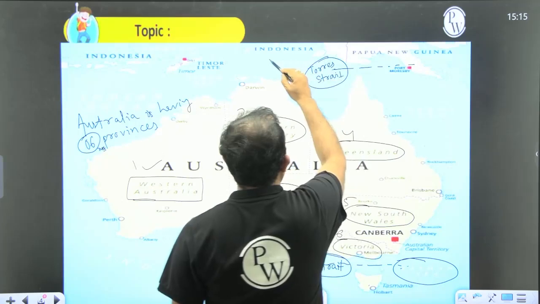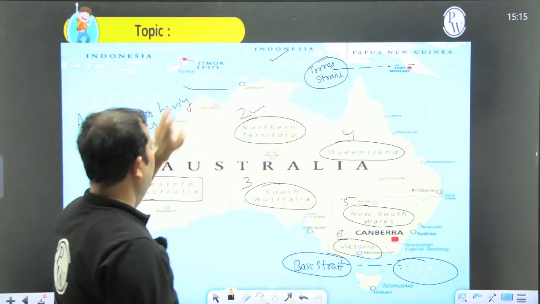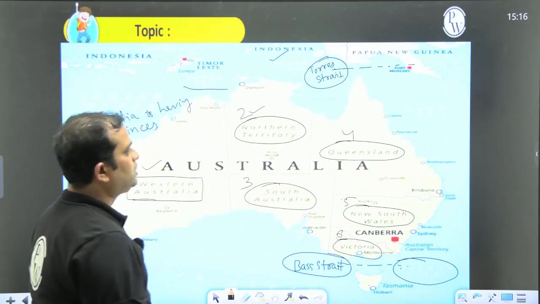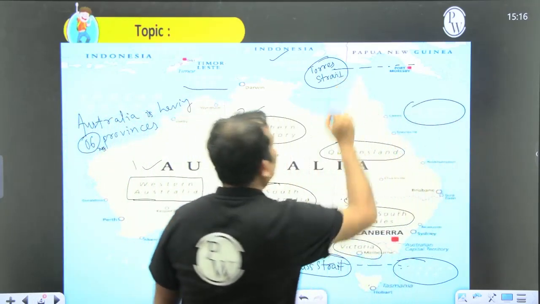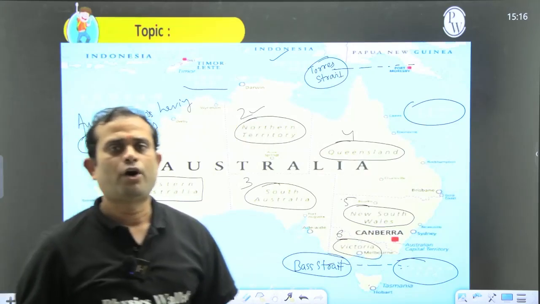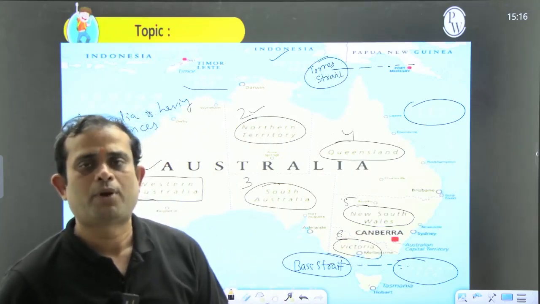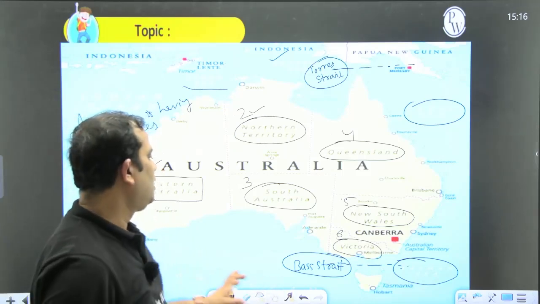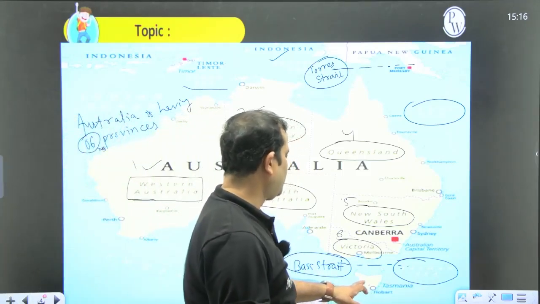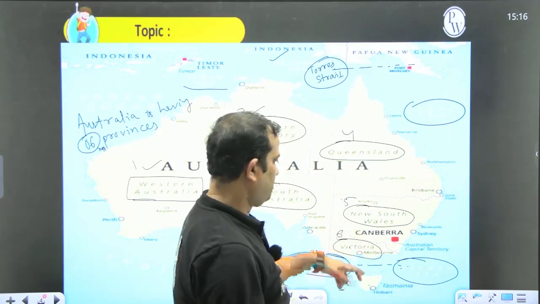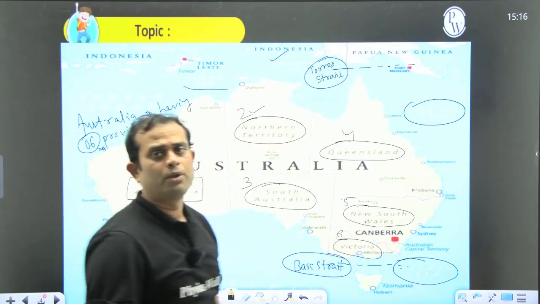The Arafura Sea is located here. See this Arafura Sea and the Timor Sea. These are the things you can see. This is the Coral Sea again. So we came to know that the Bass Strait separates Tasmania from mainland Australia, and the Torres Strait separates Papua New Guinea from Australia.